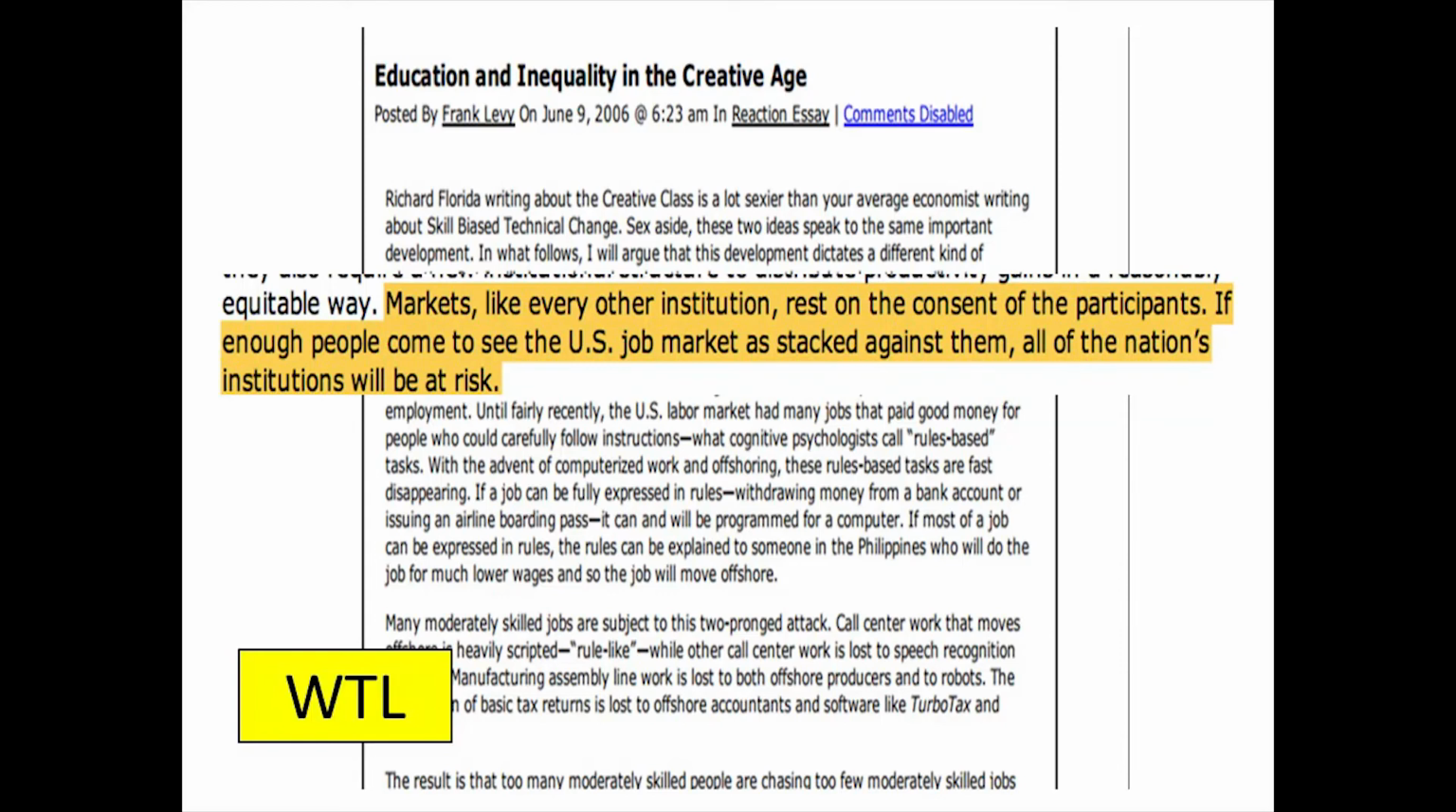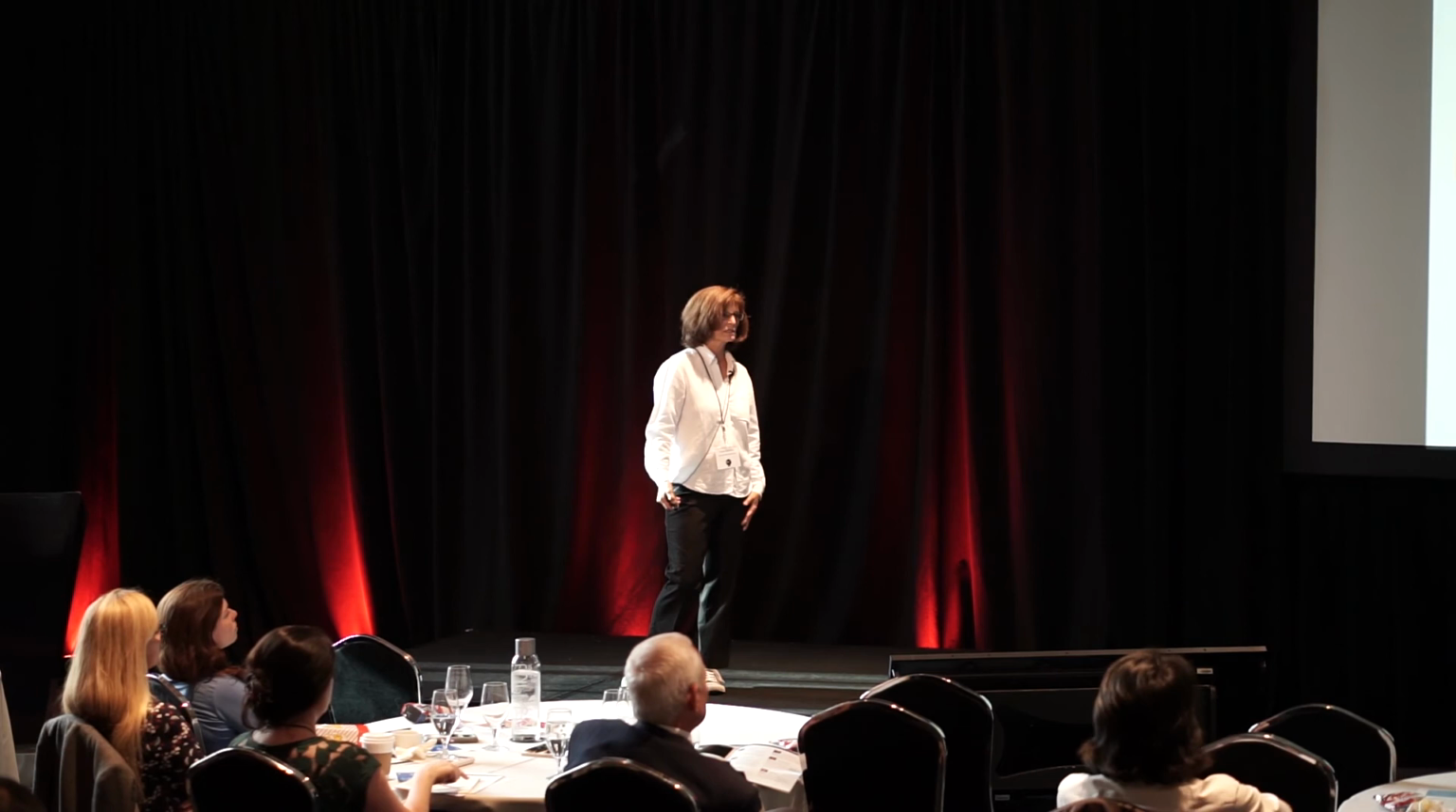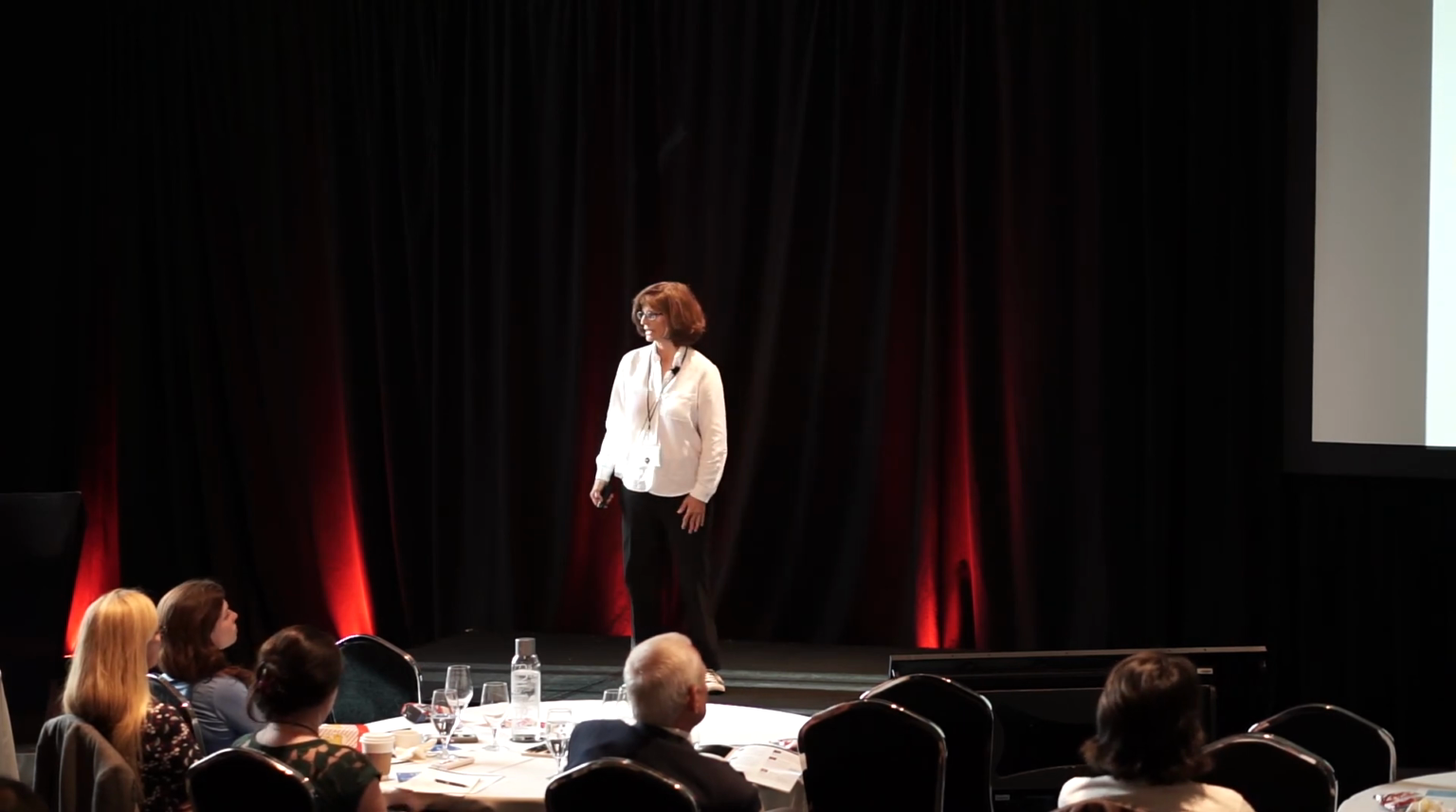Or you can just stay with the Frank Levy article and do a writing to learn assignment that's much more general. Right? What does essentially that mean? Markets, like every other institution, rest on the consent of the participants. If enough people come to see the US labor job market as stacked against them, all the nation's institutions will be at risk. Right? That's really easy for a free write, for them to be thinking about that, right? Where they fit in the larger scheme of things.